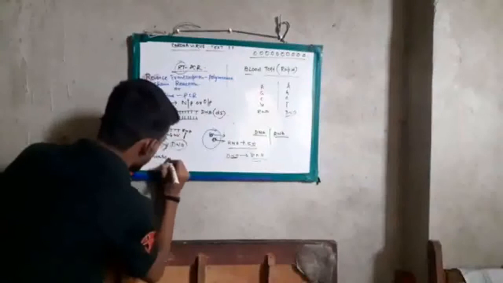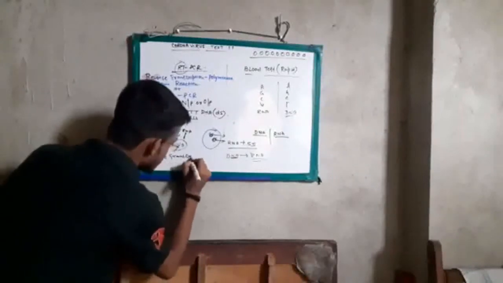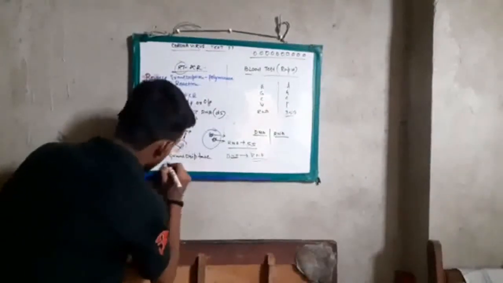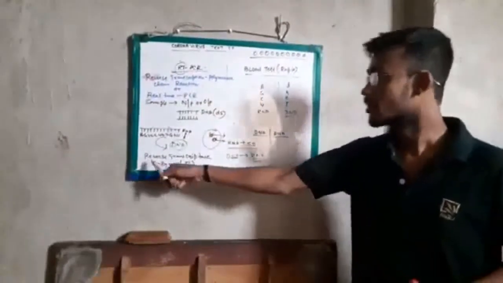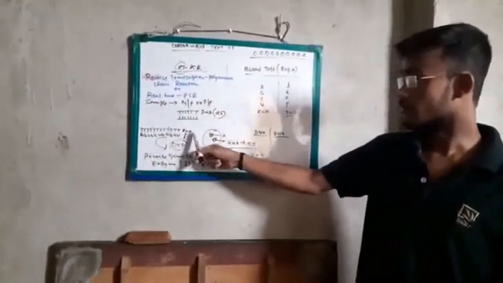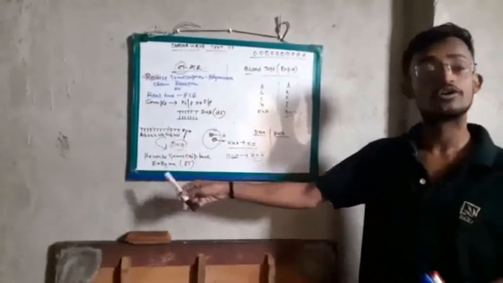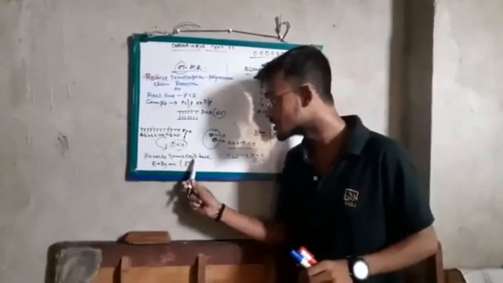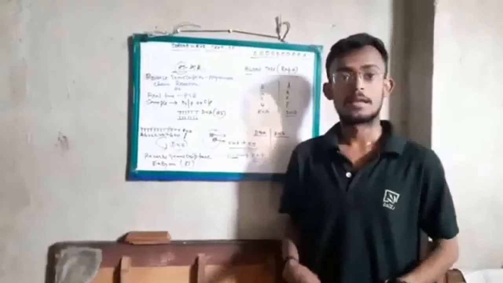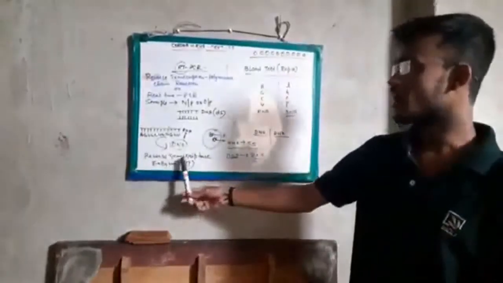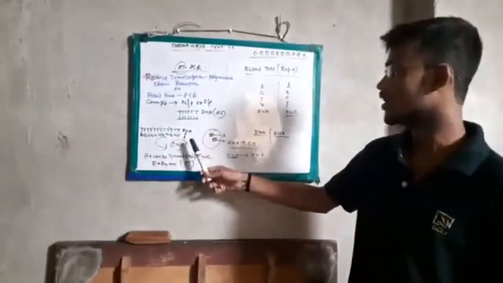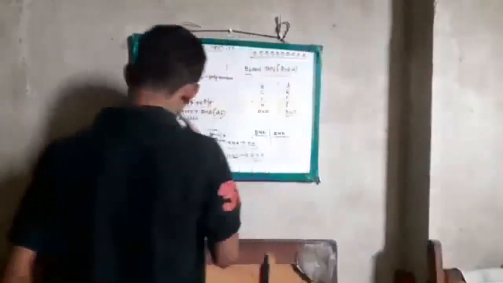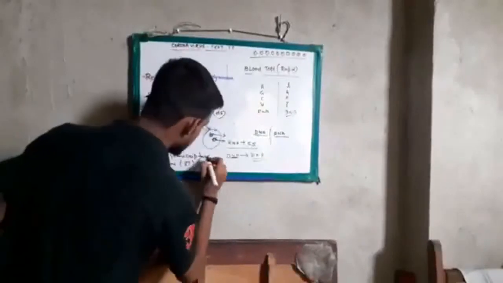Reverse transcriptase enzyme, which is also known as RT enzyme. To convert RNA into DNA, we need the reverse transcriptase enzyme, RT enzyme. By using this enzyme, we will be able to make DNA. Now, what is the name of this DNA? Complementary DNA, cDNA.